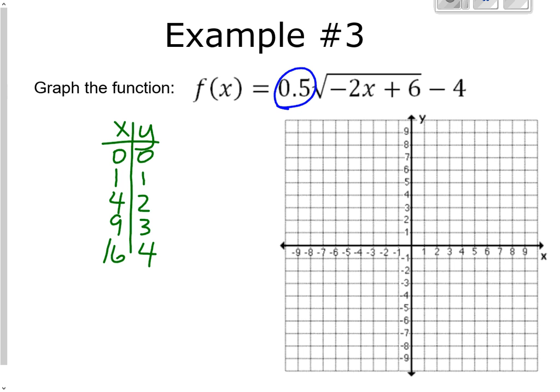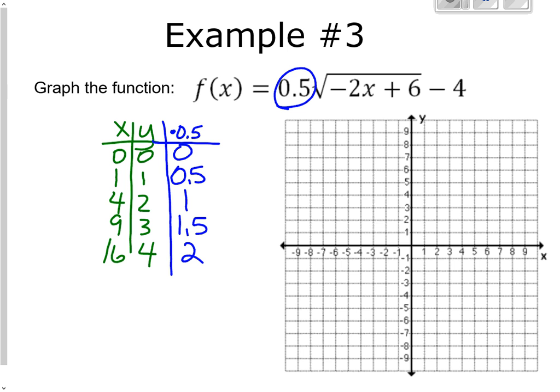Okay, so we're going to begin here at 0.5. It's being multiplied to the whole function, which means it's going to be a vertical compression. And we're going to multiply every term by 0.5. So we get 0 times 0.5 is 0. 1 is going to be 0.5. 2 is going to be 1. 3 is going to be 1.5. And 4 is going to be 2.